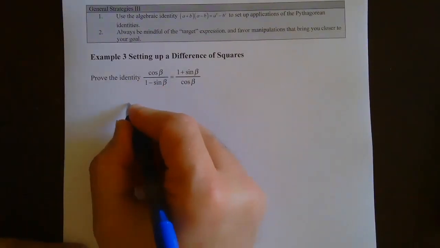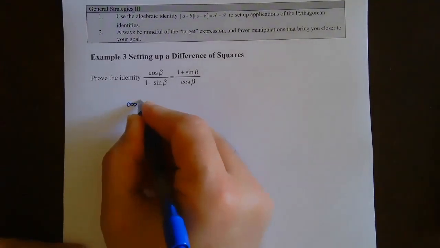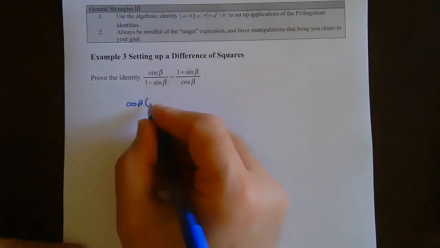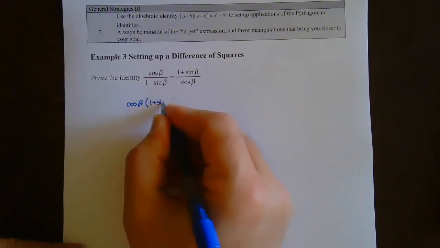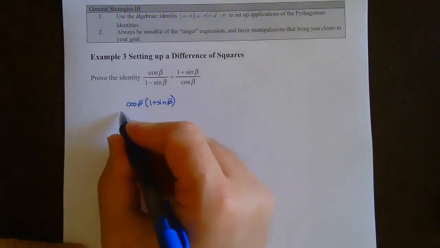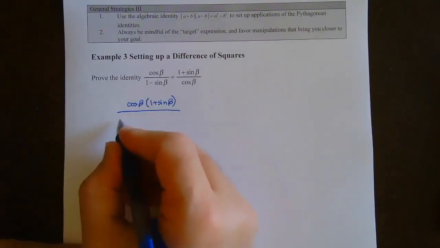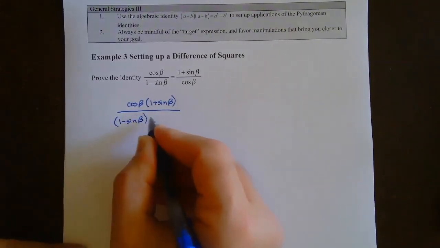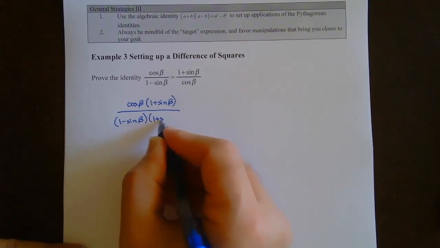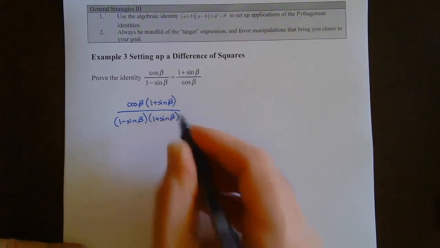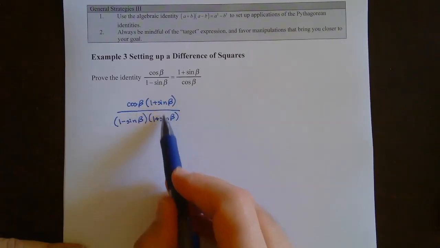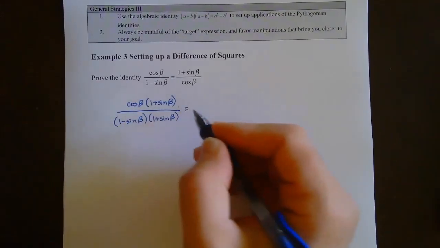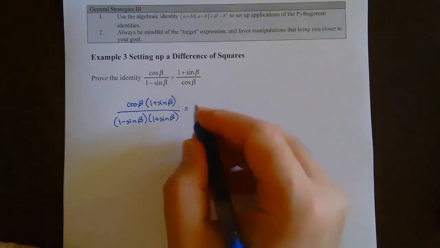So I have cosine of beta, and I'm going to multiply the top and bottom by 1 plus sine beta, all over 1 minus sine of beta times 1 plus sine beta, right? 1 plus sine beta over 1 plus sine beta, that's 1. I'm multiplying this fraction by 1. So is that an easy step to see? It should be.